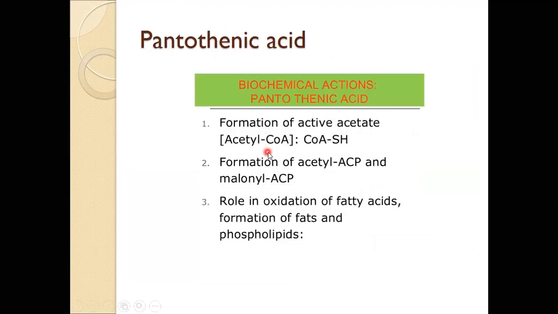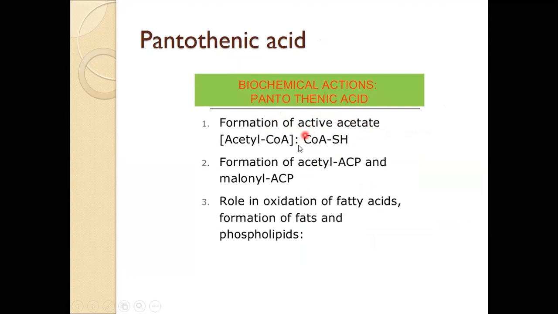Pantothenic acid is a very important vitamin. We require very low amount of pantothenic acid. محتاج منه كمية صغيرة جدا عشان نعمل الactive acetate or CoASH. This is the most important part for pantothenic acid, the formation of active acetate or CoASH.